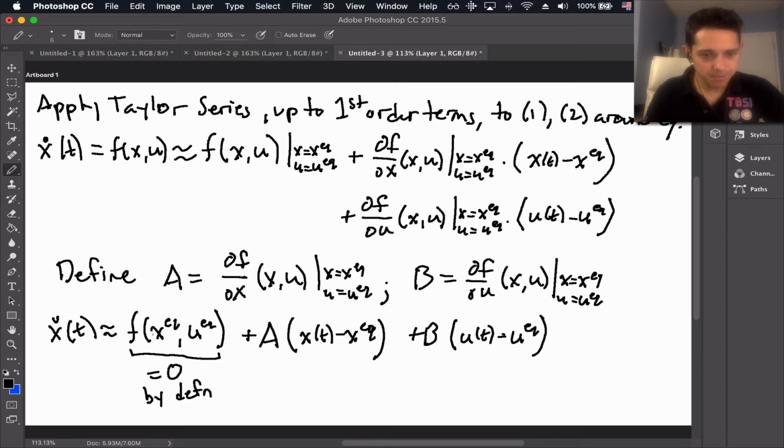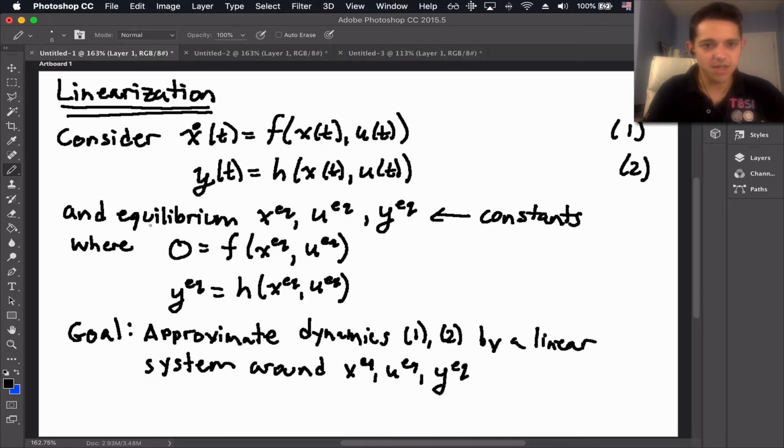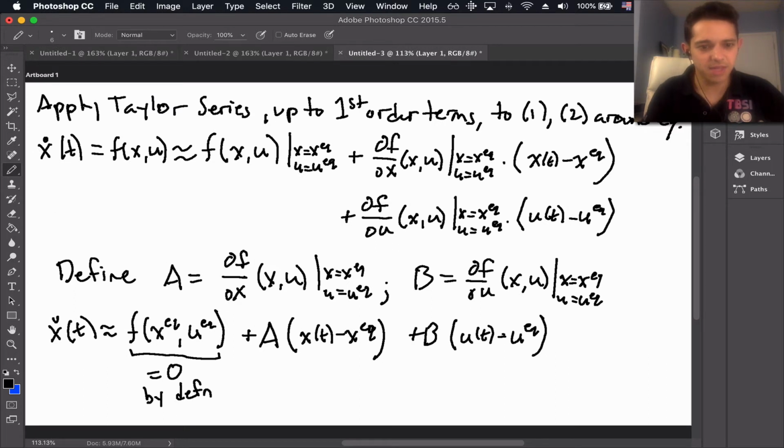Why? Well, when I take f and plug in xeq and ueq, this equals 0 because that's how we define xeq and ueq. Let's return to this first slide here. We said that we want to consider these equilibrium values, xeq, ueq, where when we plug xeq and ueq into f, it just spits out 0. So by construction of the equilibrium values here, this 0th order term just goes away. It disappears and becomes 0.